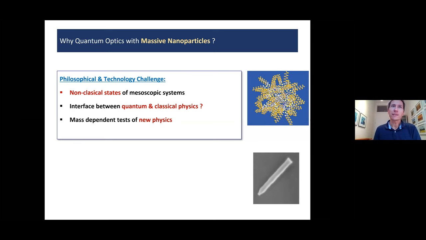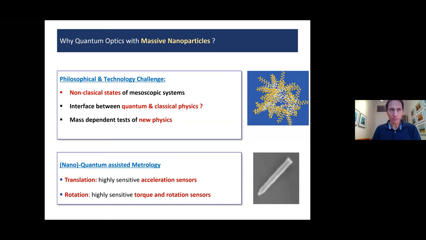And there are mass-dependent tests of new physics, also in the sense that dark matter, dark energy may couple differently to these things. And there's a very applied aspect, and that is, well, once you prepare these sensors that are sufficiently sensitive to test these quantum mechanical superposition states, then they are also very sensitive force sensors or accelerometers. You know that for atom interferometry, which is extremely advanced and really is now quantum technology in the sense that people are giving money for that. For nanoparticle quantum superpositions, that's not yet so much the case, not for molecule metrology, but there will be acceleration sensors, torque sensors, rotation sensors, chemical sensors that will exploit these techniques that we are also developing here.